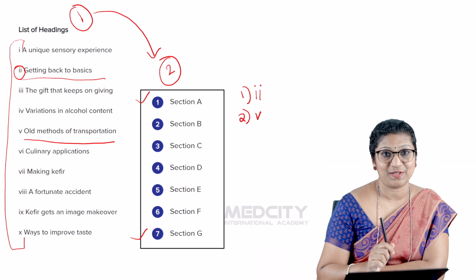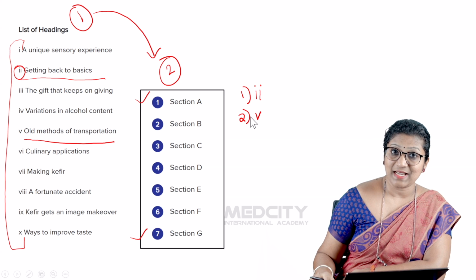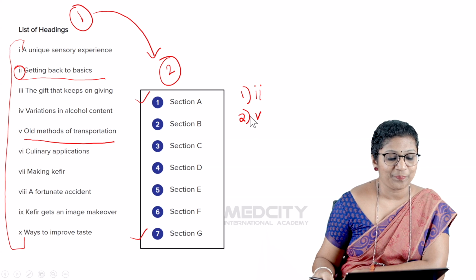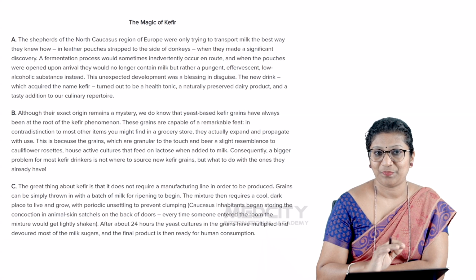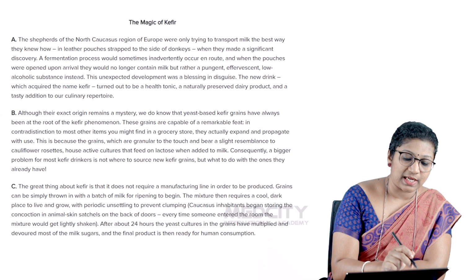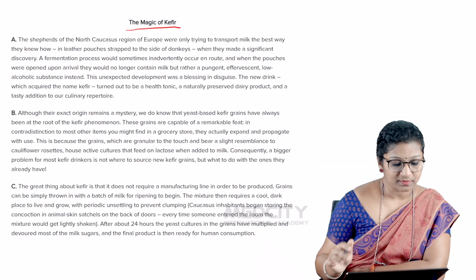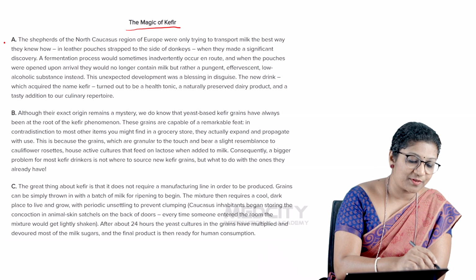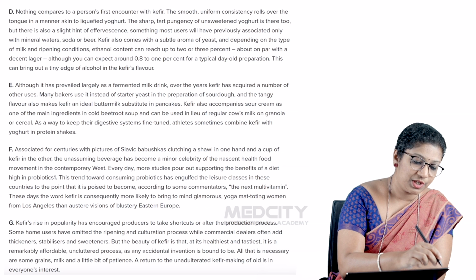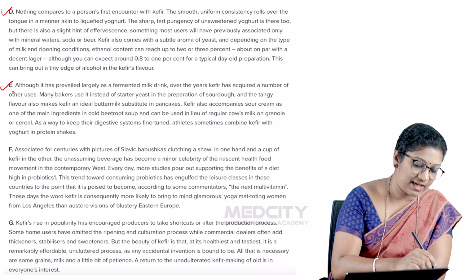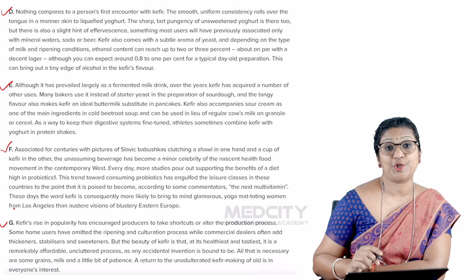This is important. So we have a list of headings and the sections that we have to consider, and we also have the paragraphs in the passage. This passage that we've taken is called the Magic of IELTS. And we have paragraphs starting from A, B, C. It goes to the second page from paragraph D, E, F up to G.